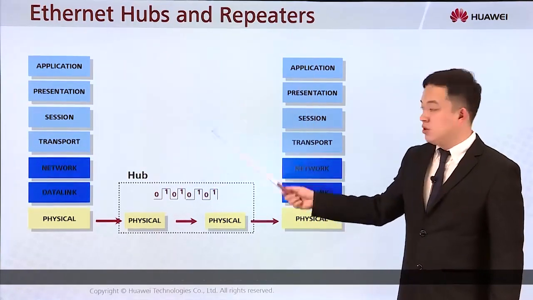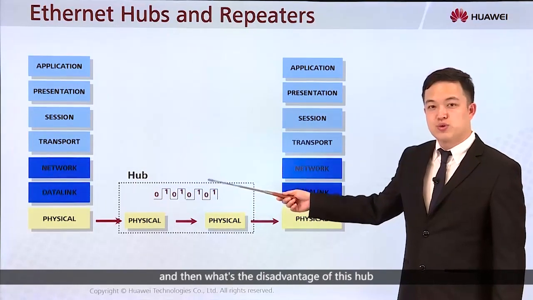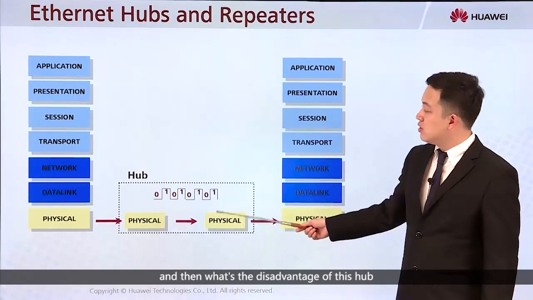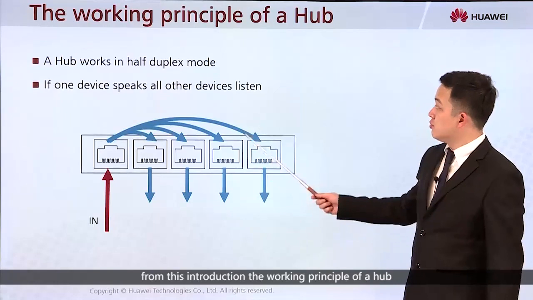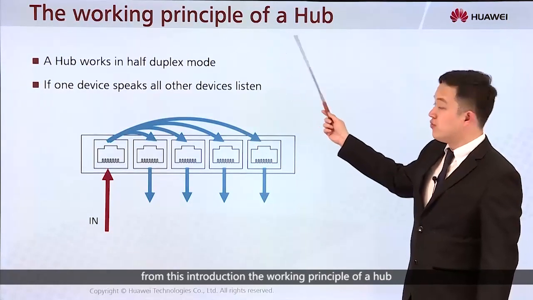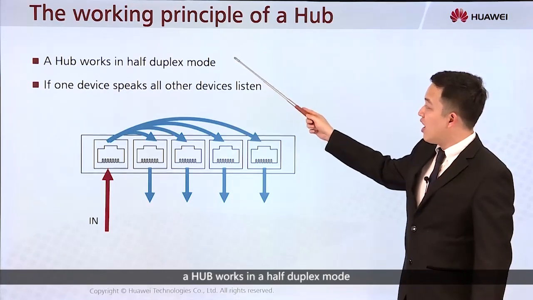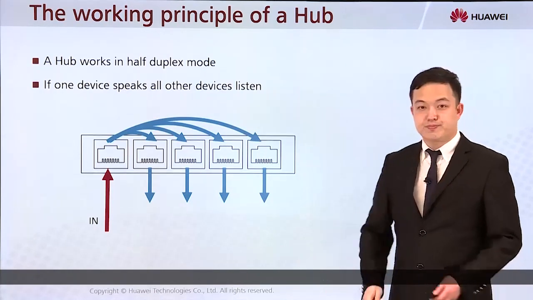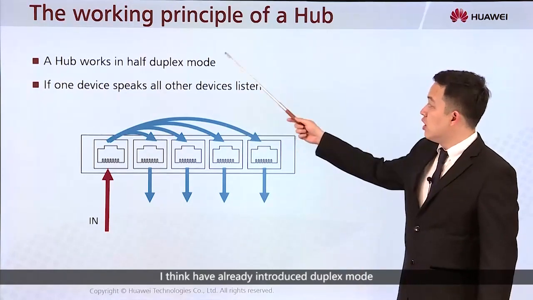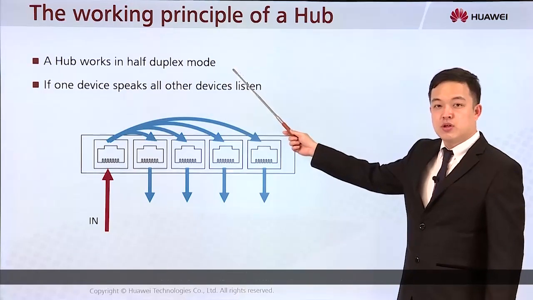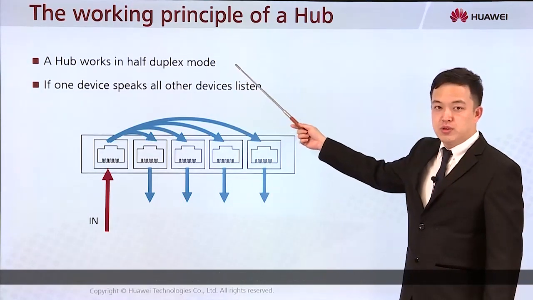So the hub, we know its speed is very slow. What's the disadvantage of this hub? Let's look at the working principle of a hub. First of all, a hub works in half duplex mode. I think I've already introduced duplex mode. We have half duplex mode and full duplex mode.